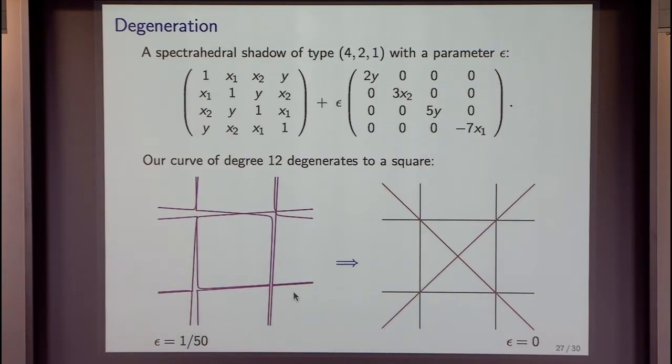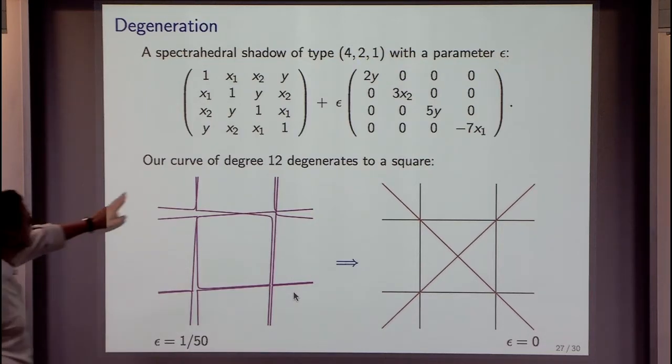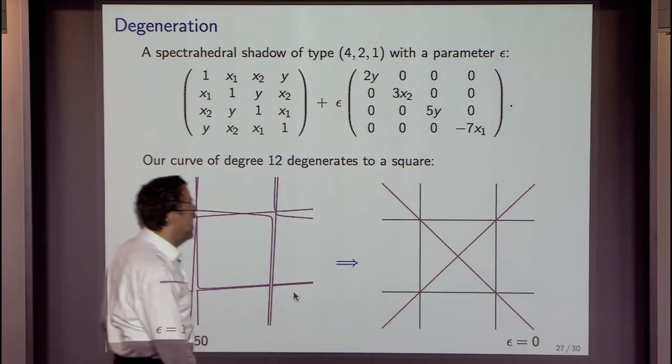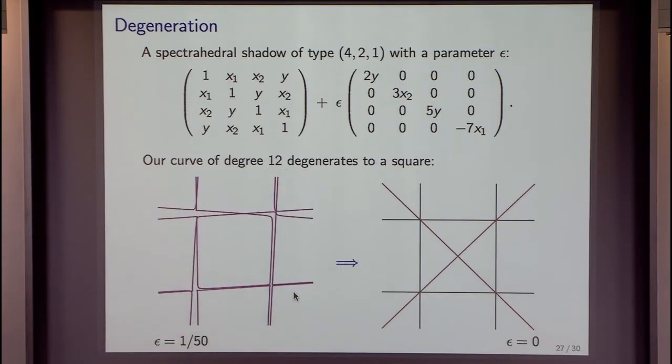So here's an example. I'd like to end by talking a little bit about the degeneration aspect. So let's do an example with n, d, p equal to 4, 2, 1. Again, n is 4. That means we have a 4 by 4 matrix. And then d is 2. So the shadow is in the plane. And p is 1. There's 1 y coordinate. So this is a projection from 3-space into the plane. Now that's exactly our curve of degree 12.